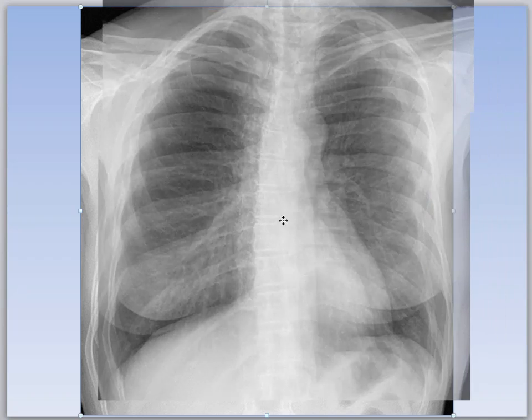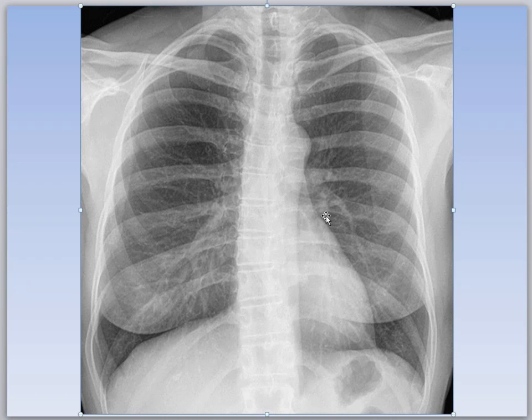This is a beautiful chest film. Whoops, I better put it back. This is a beautiful chest film.